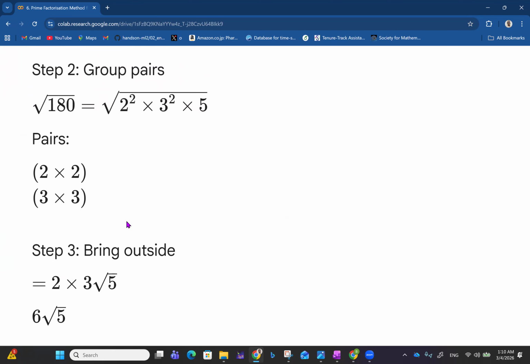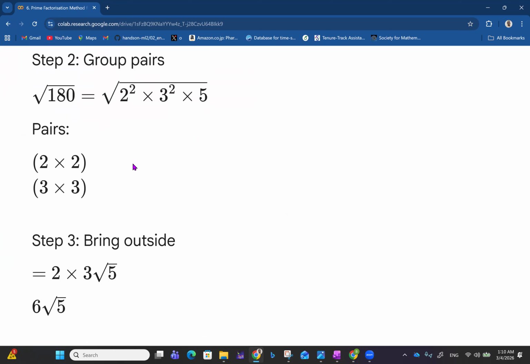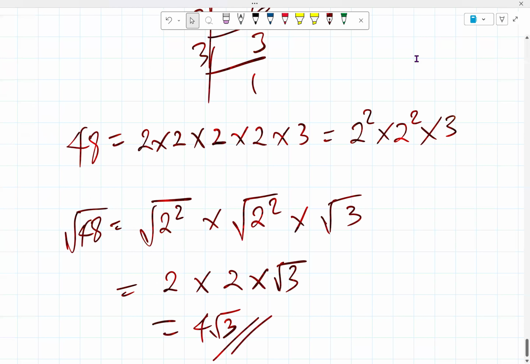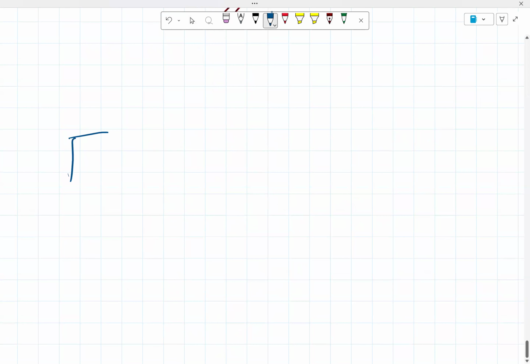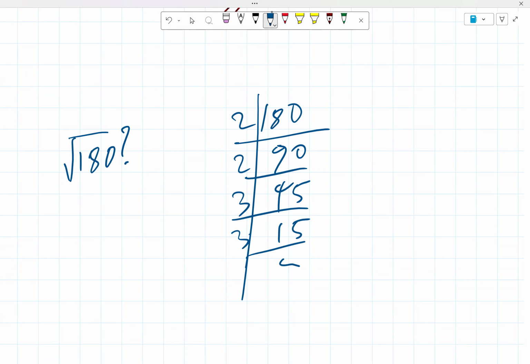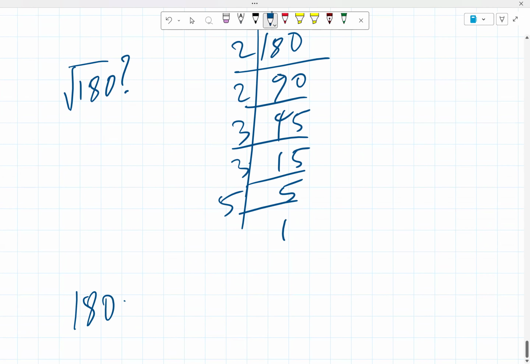So everything goes to 6 root 5, and that's the square root of 180. Well, I'd still like to indulge you and do this right here. We need the square root of 180. Again, you have 180. So 2, that's 90, 2, 45, 3, 15, 3 again, that's 5, and 5, that's 1. So 180 is equal to 2 times 2 times 3 times 3 times 5.